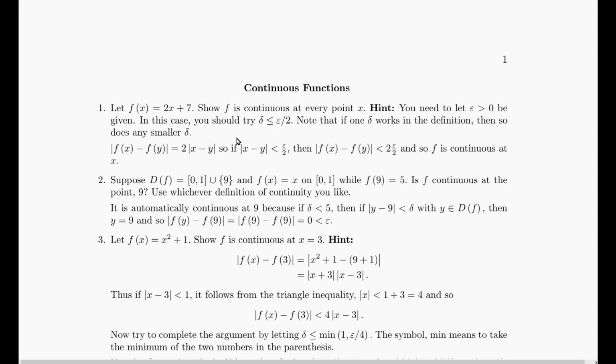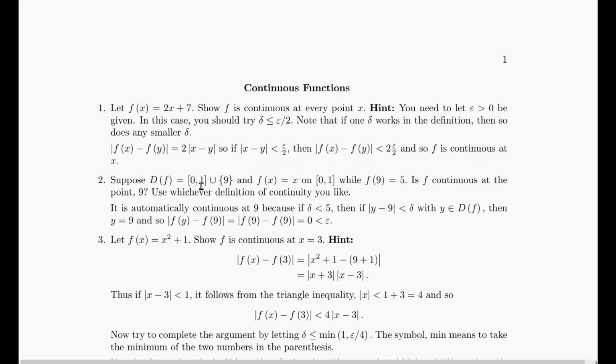So if you pick x and you let y be closer to x than epsilon over 2, then f of x minus f of y will be less than this 2, and this will be smaller than epsilon over 2, and that's epsilon, see? So that says that f is continuous at x because epsilon was arbitrary.